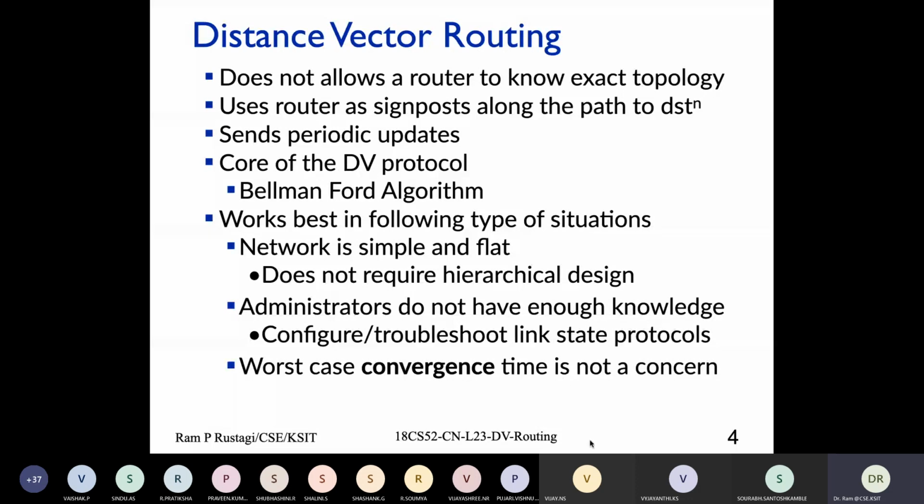The assumption is that the network is simple and flat, and these protocols, implementations such as RIP, work only when the network has a diameter of 16.